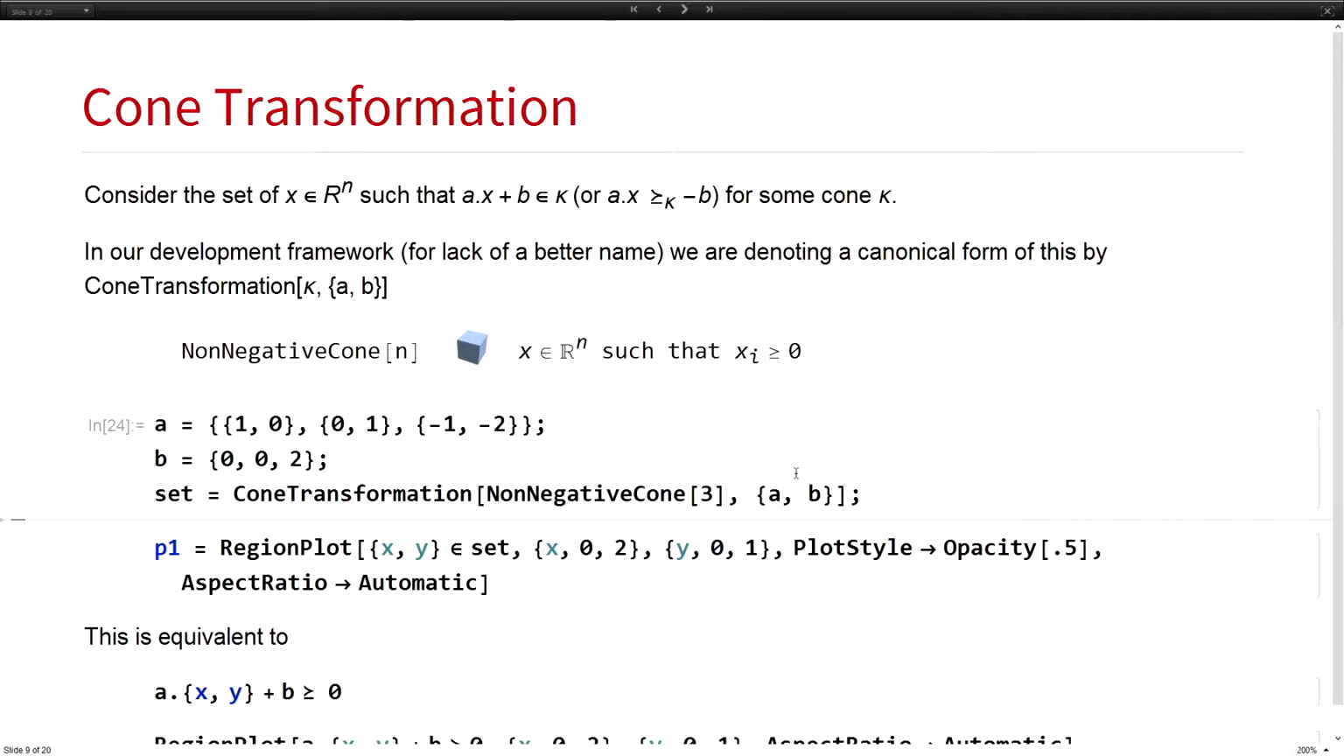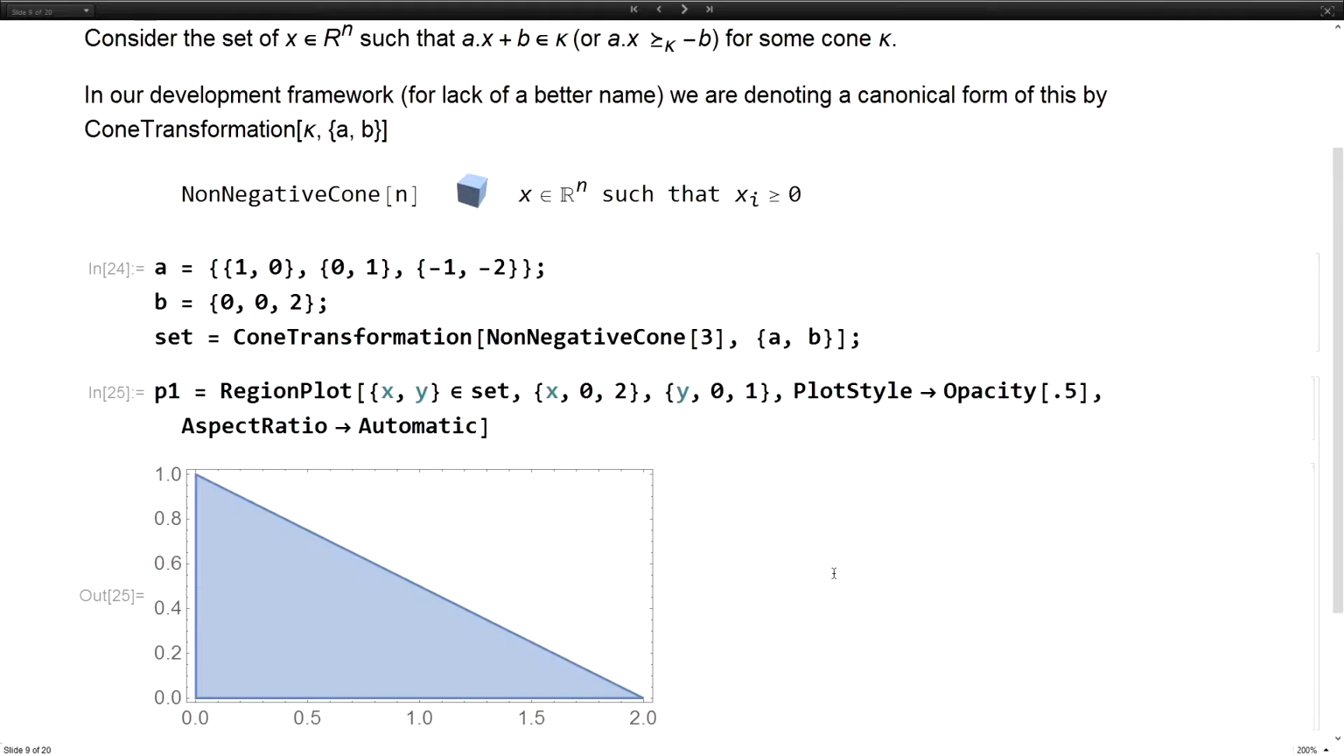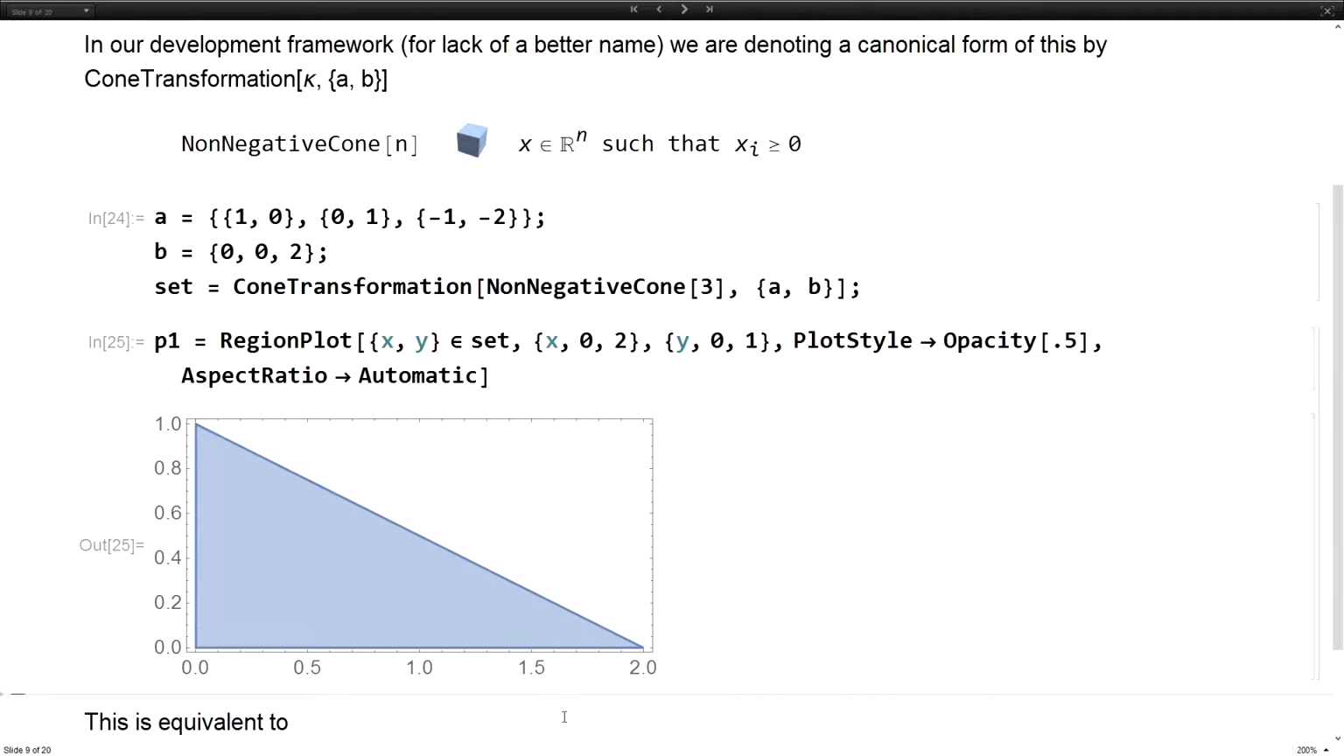So I have this set, and I can actually plot it. This one is the non-negative cone. If you think about it, I've actually got three inequality constraints. So I have x is greater than or equal to 0, y is greater than or equal to 0, and minus x minus y is greater than or equal to 2. It turns out to be this polyhedron. In fact, the sets of affine constraints of the non-negative cones are the polyhedra. It's the polyhedral cone. So that's a common thing.